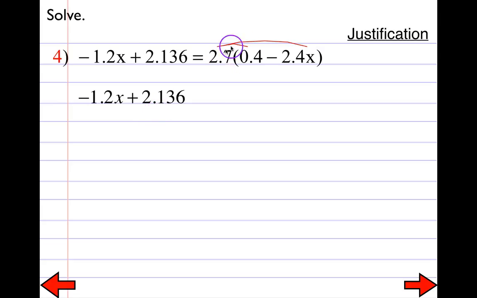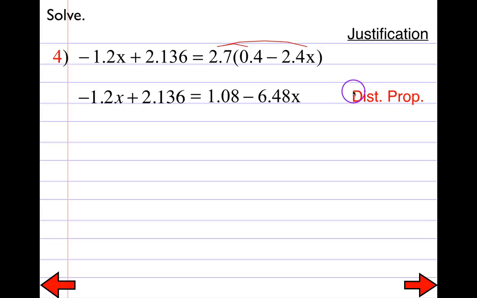Nothing happened to it. But these values are going to change to 1,800 minus 6,4800x. How did I get this step? Well, let's look above. I distributed, so that's my justification using the distributive property.